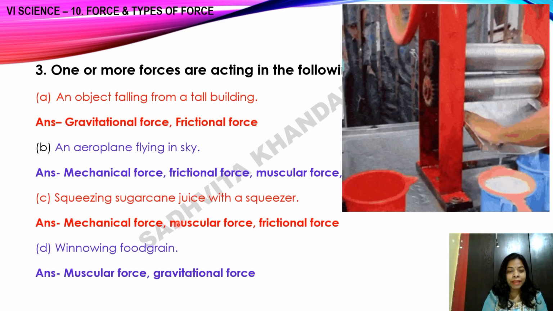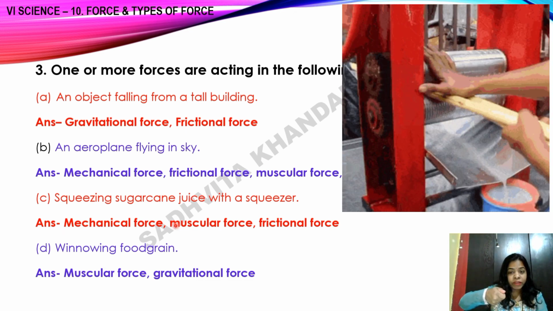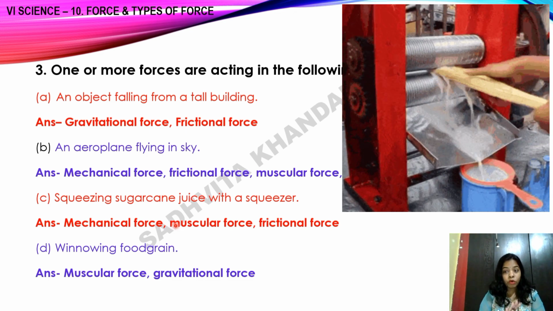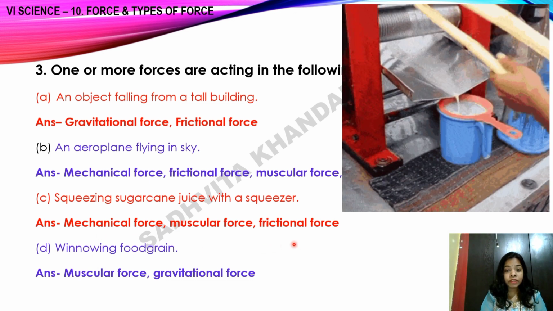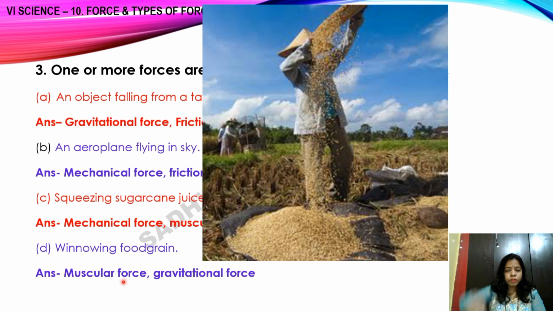Squeezing sugarcane juice with a squeezer. So we are using mechanical force because it is a simple machine, and then we are squeezing, so we are using muscular force also, and because the two things are rubbing over one another, there is frictional force also. Winnowing food grain, muscular force because we are going to use our hands. And then gravitational force because the wheat is going to fall down. Wheat is getting attracted to the earth. Wheat is falling down on the earth. So gravitational force is also acting on the food grains.